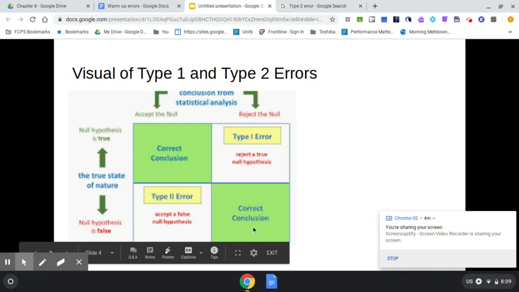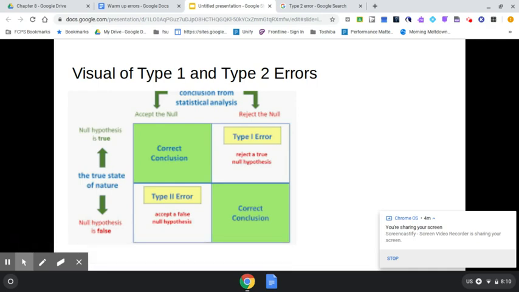So we can see that because we're basing our decisions off of probability, there's always a chance that we're going to be making an incorrect decision.